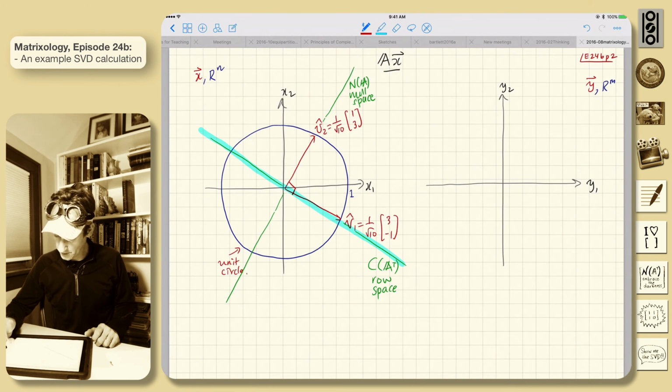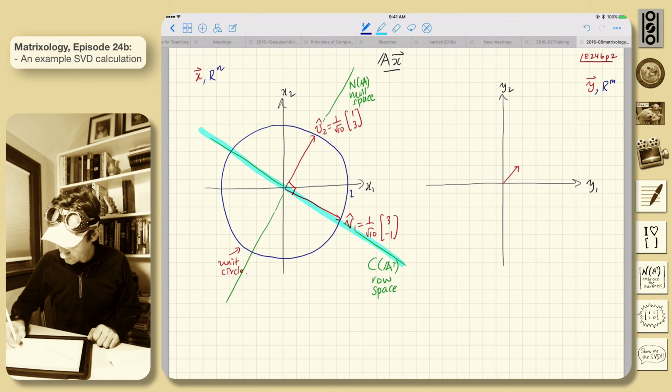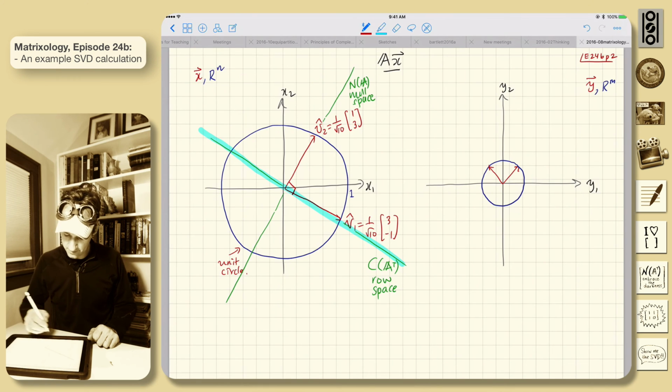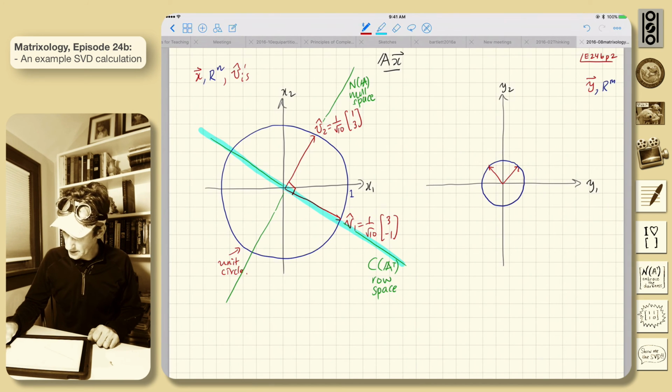I'm going to draw it over here, on a simpler set of axes. I'm going to get the size wrong, I suppose, but this is a little unit circle. So we've got the V's here, and the U's live over here.